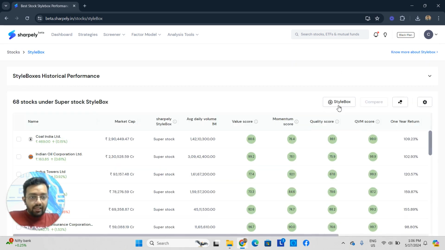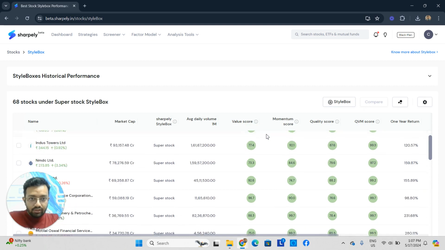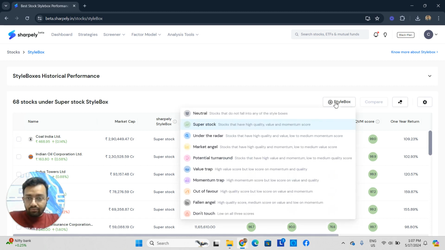As we can see here, there are a total of 10 style boxes. In super stocks, these are the list of stocks that have high scores on all three factors. As you can see, for Coal India, Indian Oil Corporation, Indus Towers, all the scores are high: value, momentum, and quality. This means that the stock is available at a comfortable valuation, the quality is also good, and the momentum is also strong. So these are the stocks that are firing on all cylinders. Then the second positive style box is the under the radar style box.